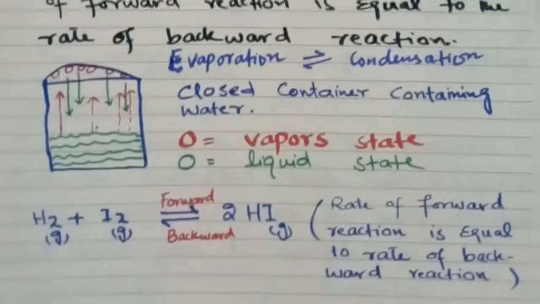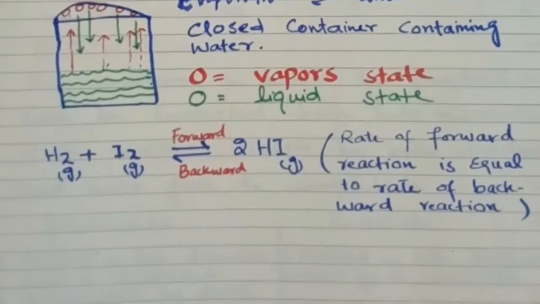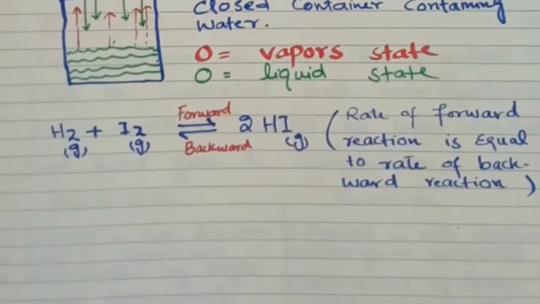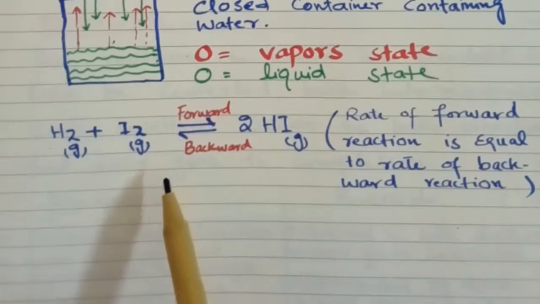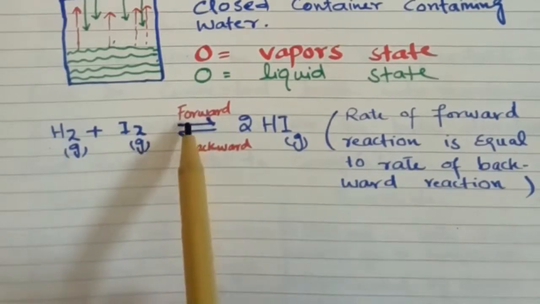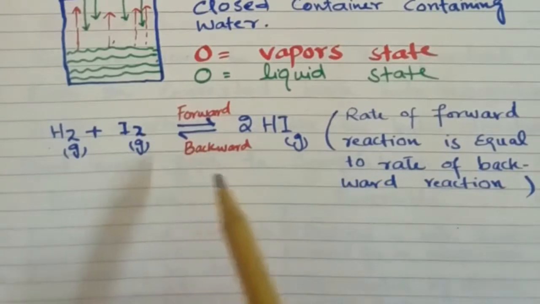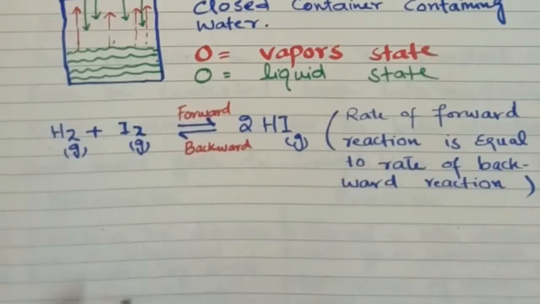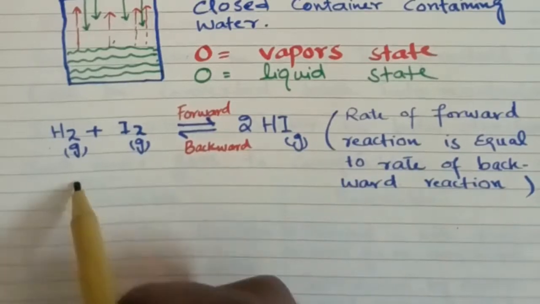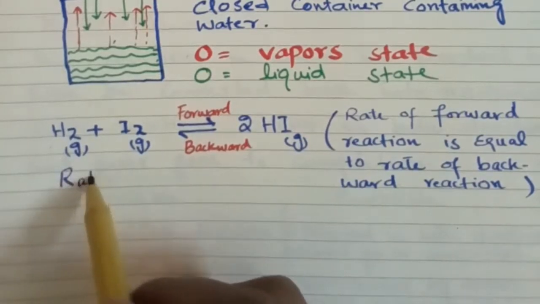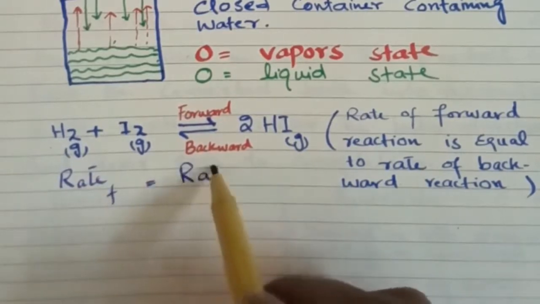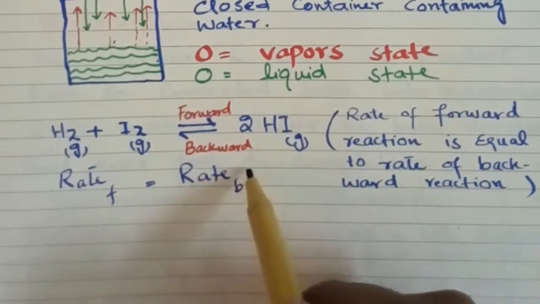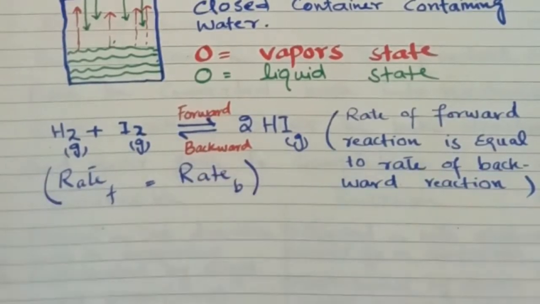Another example is the chemical reaction between hydrogen and iodine. In this case, hydrogen reacts with iodine to form hydrogen iodide. One is called the forward reaction, another is called the backward or reverse reaction. In this case, the rate of forward reaction is equal to the rate of backward reaction. So this type of reaction is called dynamic equilibrium. You may write down that the rate of forward reaction is equal to the rate of reverse or backward reaction. Such reactions are also called dynamic equilibrium.